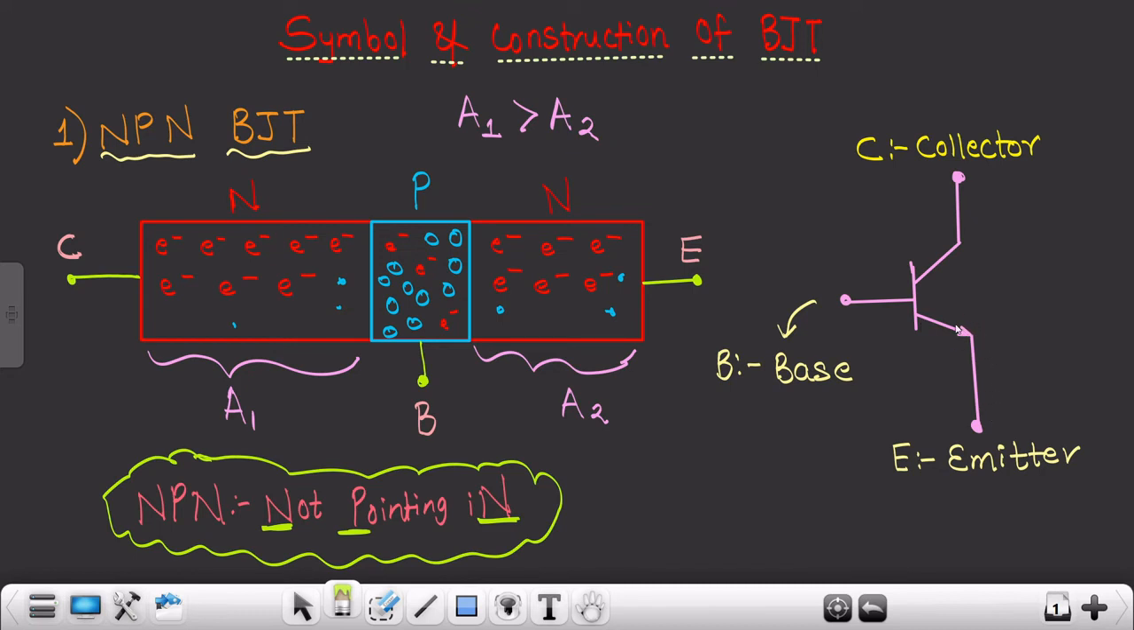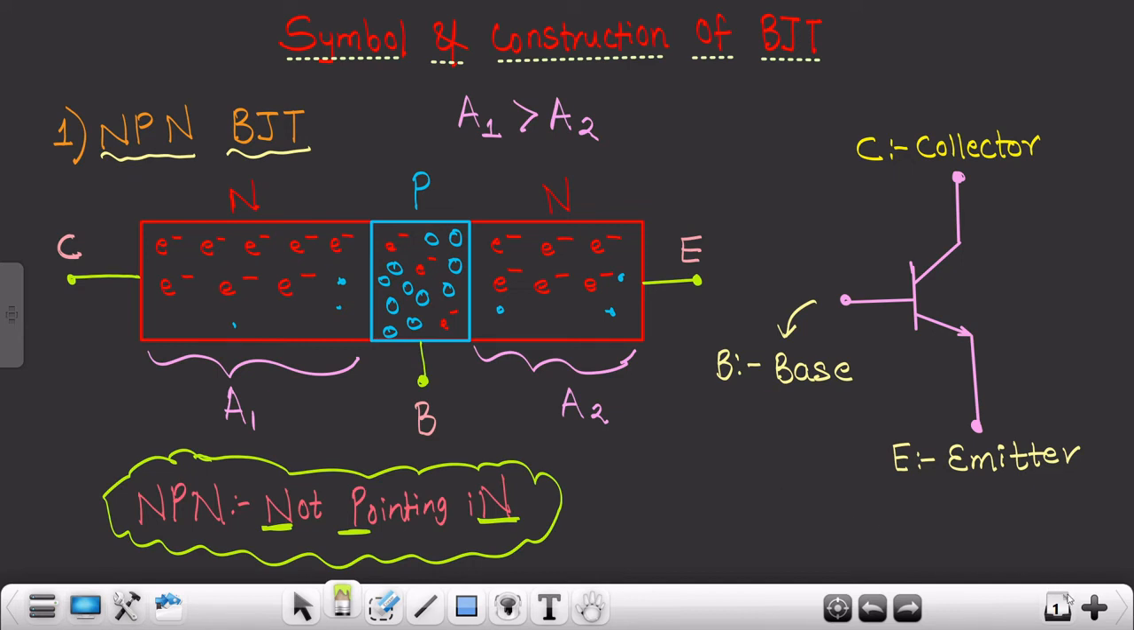That means the current is coming towards the emitter electrode, and that's why it is going out. Like the current is going out of the transistor, that means it is coming out of the emitter region, right? It is coming out of the emitter region, and that's why we are saying it as not pointing in, NPN transistor. This is another way you can remember the name of the transistor. I hope you are getting my point.